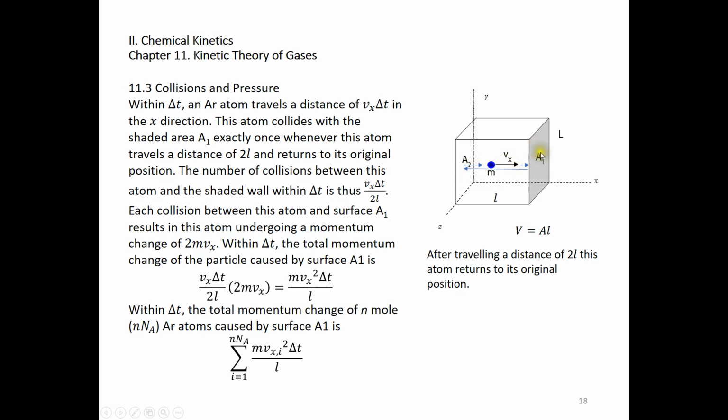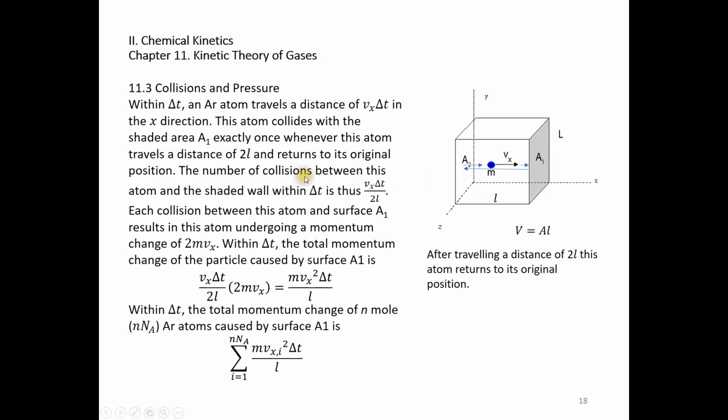But now let's just focus on this shaded area A1. So this particle moves in this direction and bounces back. And then how many collisions take place within this time period? Well, again, we know this particle needs to travel a distance of 2L to have one collision with this A1. So really, if we know the total distance this particle travels divided by 2L, that would be the number of collision cycles and also the number of collisions between the particle and the A1 shaded area.